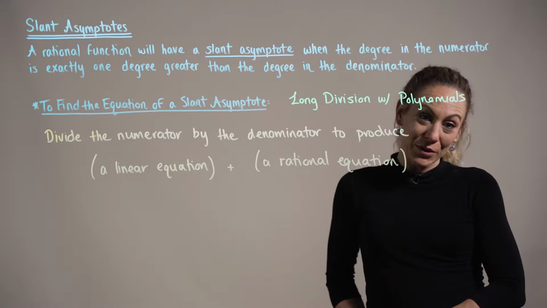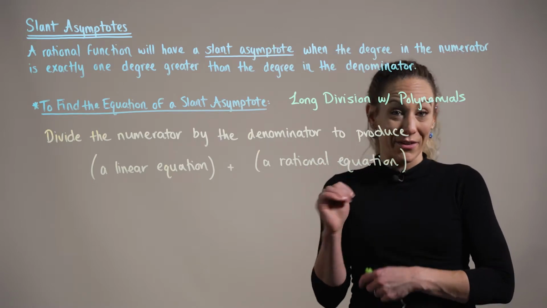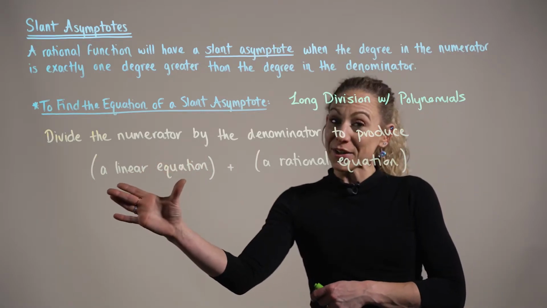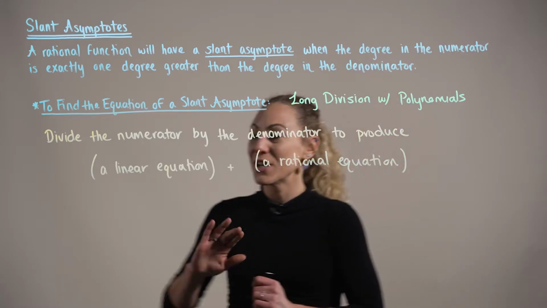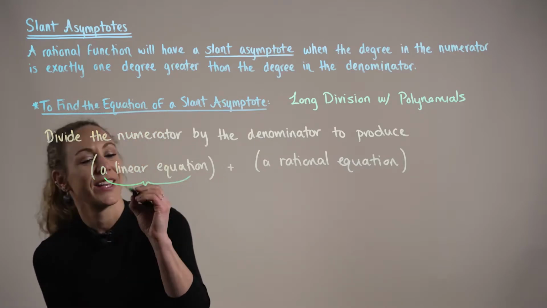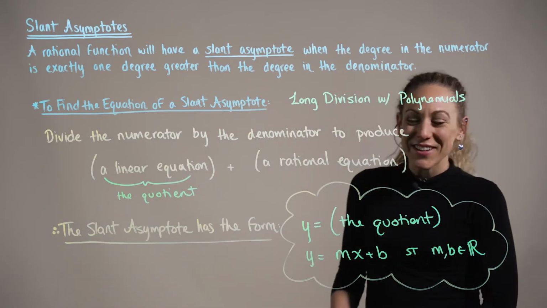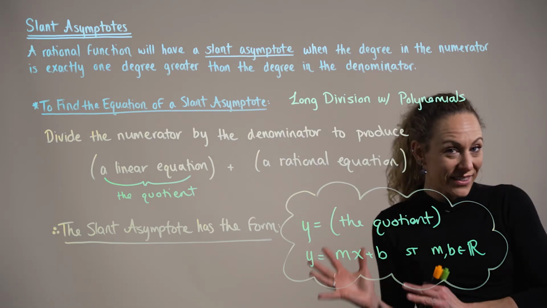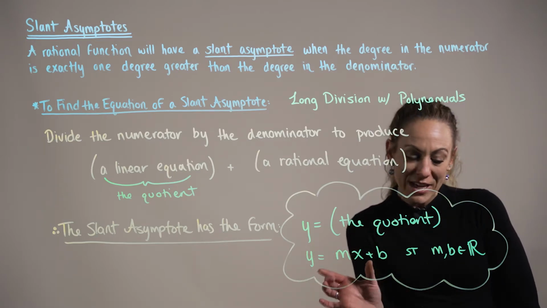So with long division with polynomials, we're going to be dividing the numerator of the rational function by the denominator of that rational function. And this simplification is going to produce a linear equation, a slanted graph, plus a simplified rational equation. So this linear equation, or the quotient of the division, is going to be the slant. So our slant asymptote is going to have the form of the quotient, which again is a linear equation. So this is going to have the form of y equals mx plus b, where m and b are real numbers.